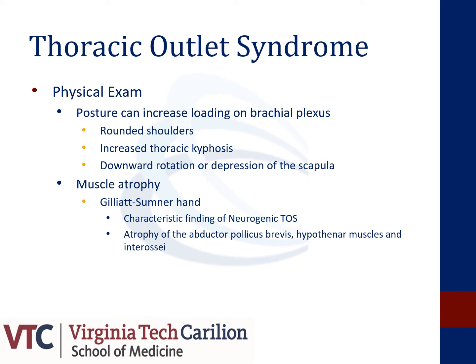With regards to the physical exam for thoracic outlet syndrome, it is very important to begin your exam with inspection. As we had previously mentioned, posture can increase loading on the brachial plexus, so be aware of patients that have rounded shoulders, increased thoracic kyphosis, or a downward rotation or depression of the scapula. Additionally, the Gilliatt-Sumner hand is a characteristic finding of neurogenic TOS and is represented by atrophy of the abductor pollicis brevis, the hypothenar musculature, and the interossei.